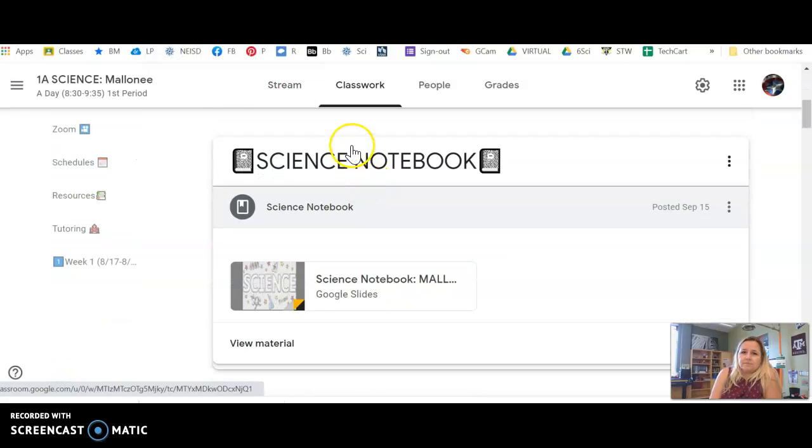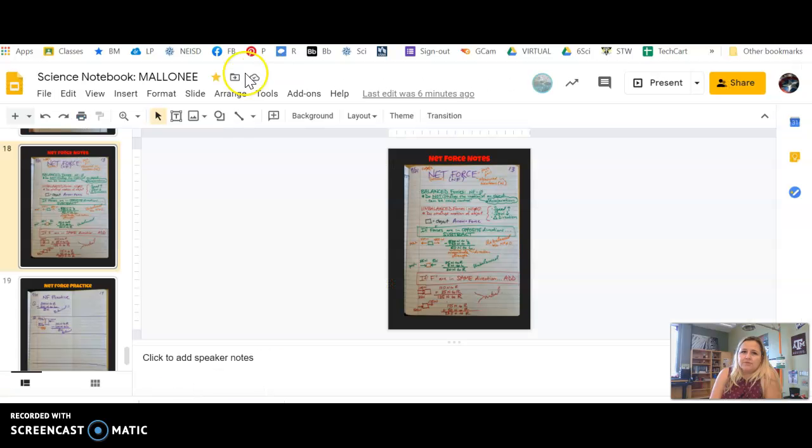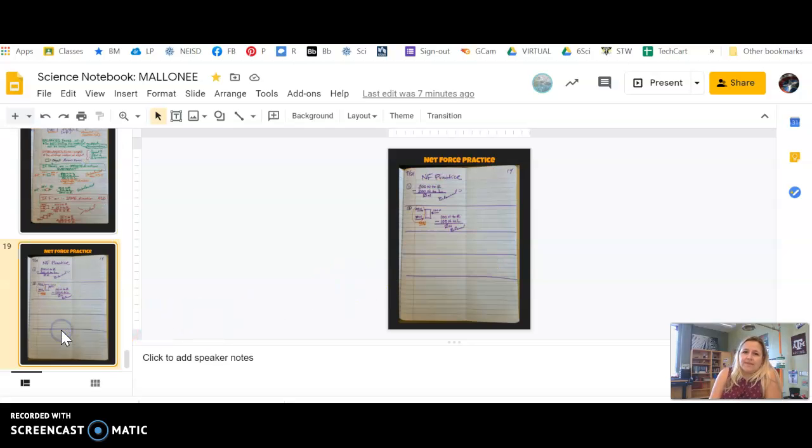So we'll open up my science notebook, which I already have open, and we're going to put in a page of notes. I'm going to show it in a little different way so it's bigger, but you'll copy these notes in, and then we'll set up our page to do our net force practice. Okay, so one thing at a time.